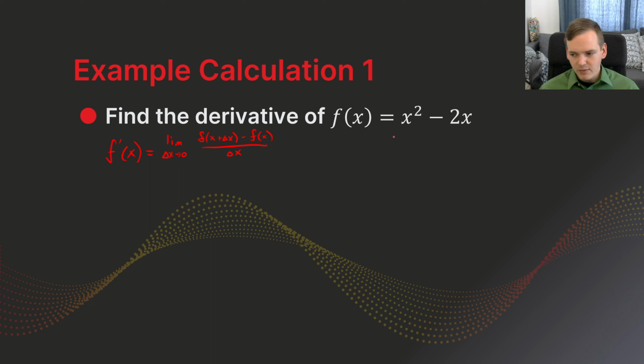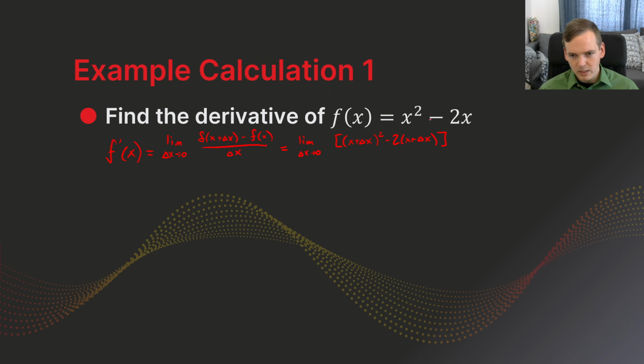So now we know what f of x is, and we've got to go plug some things in. So this is also equal to the limit as delta x approaches 0. Make sure you're always writing this limit term until we actually eliminate it. And it's going to equal the function x plus delta x squared minus 2 times x plus delta x. And so that's this first part.